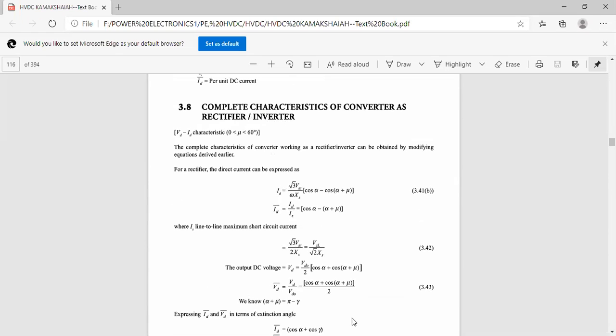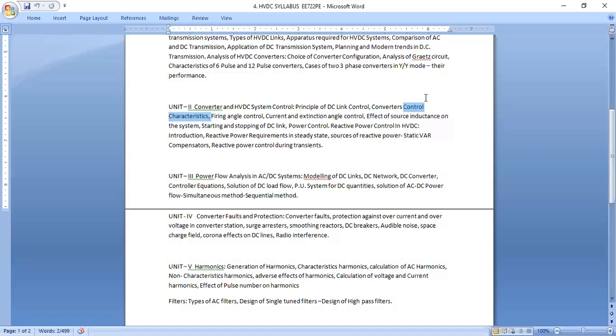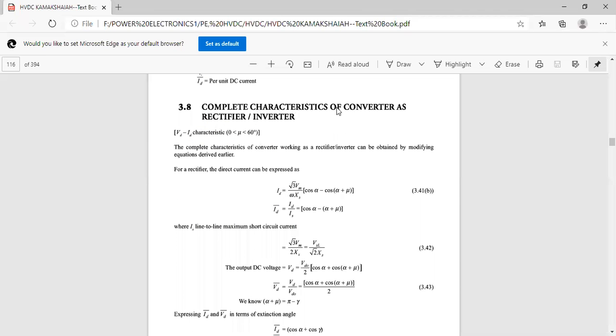In exam, see the syllabus where it is. I am showing the syllabus. So converters control characteristics. This topic is for 5 marks. Converters control characteristics. What we have to write in exam. This thing we have to write in the exam. Characteristics of converter as rectifier and inverter.